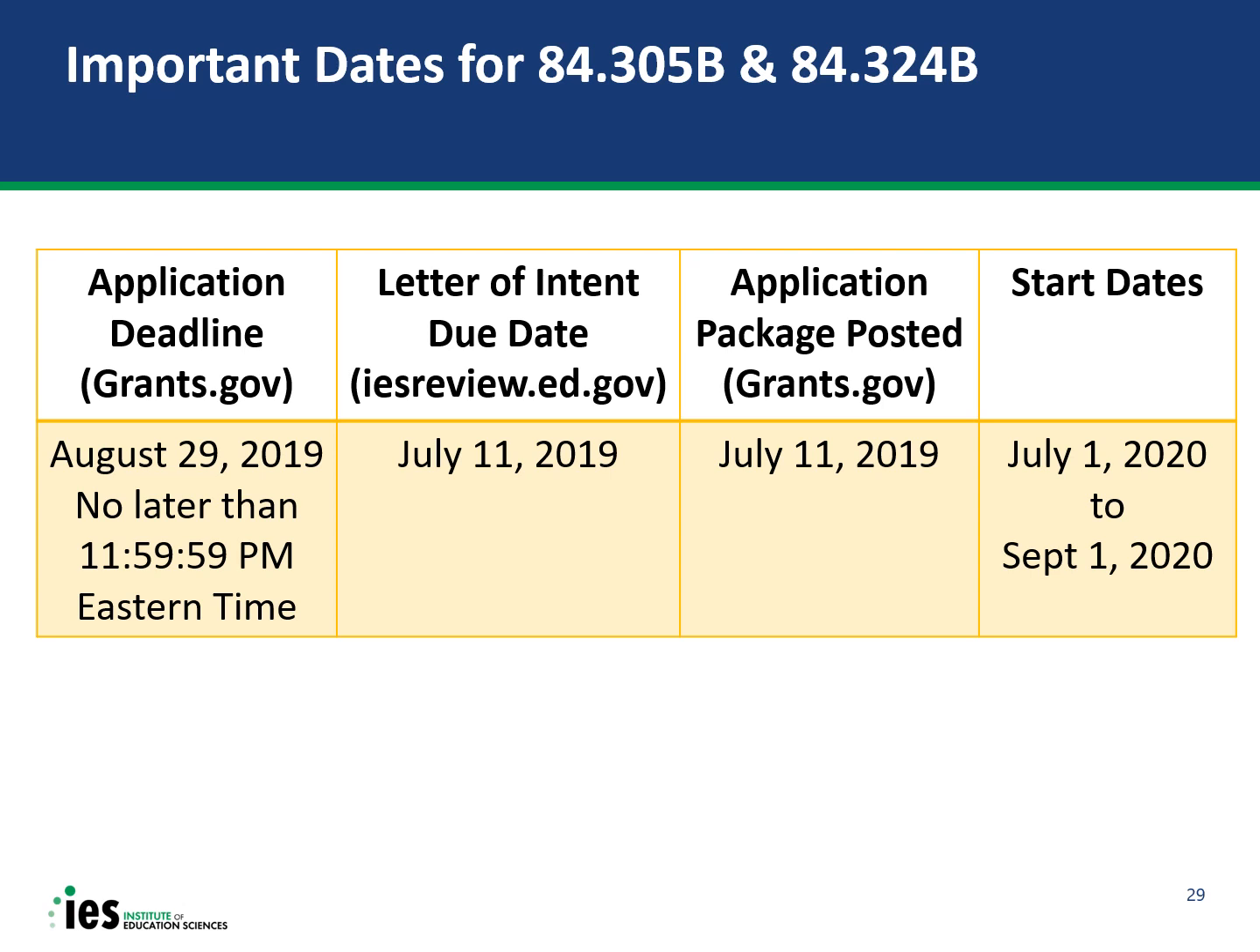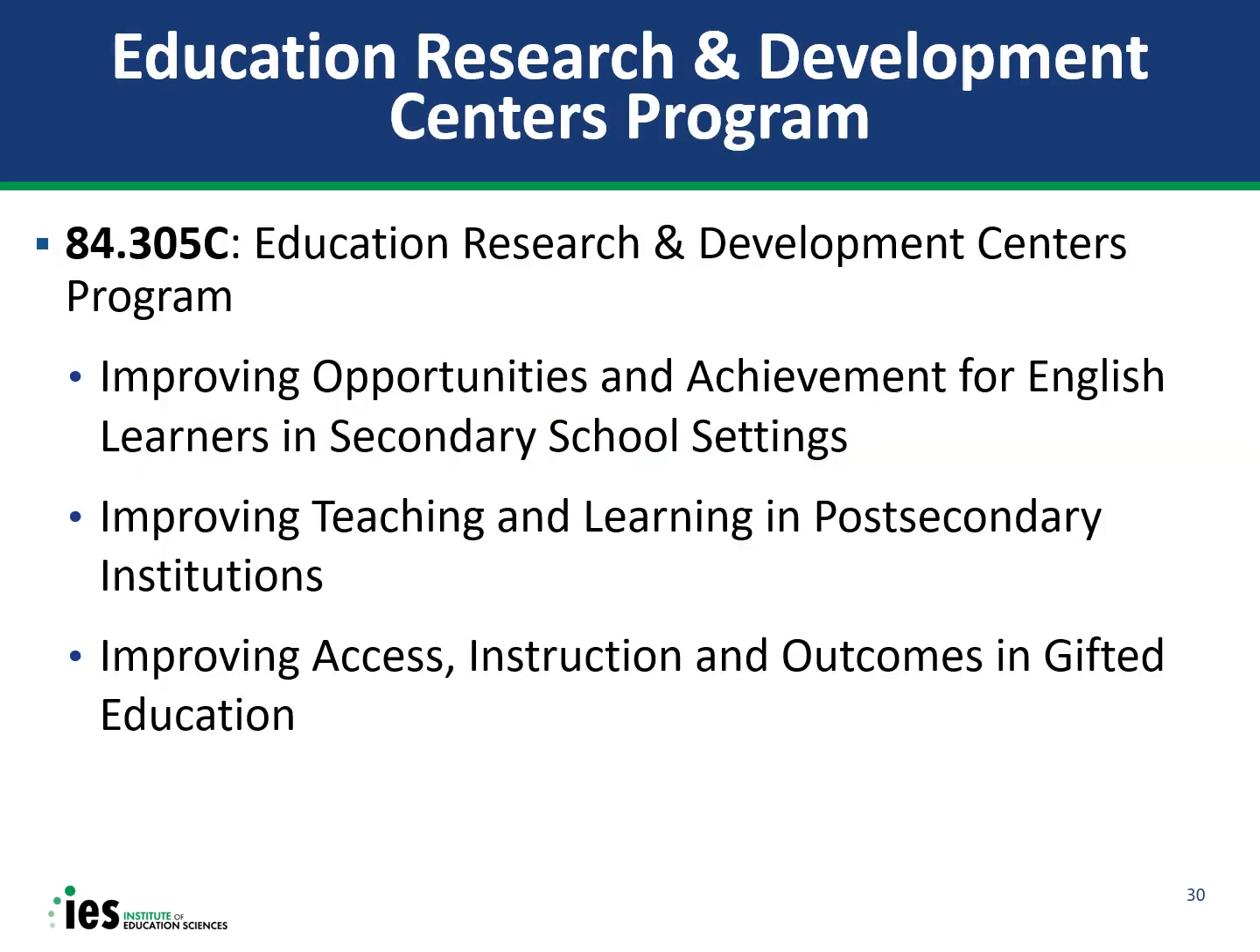DC time or Eastern Time. Letters of intent are due July 11th, and the application package will also be posted on grants.gov on July 11th as well. The possible start dates for the awards are between July 1st, 2020 and September 1st, 2020.